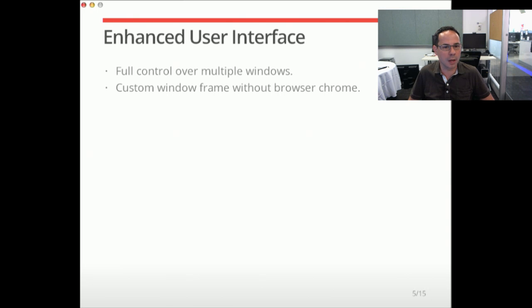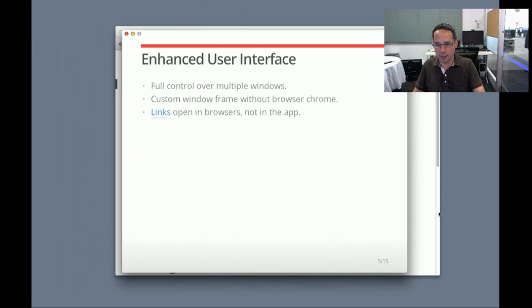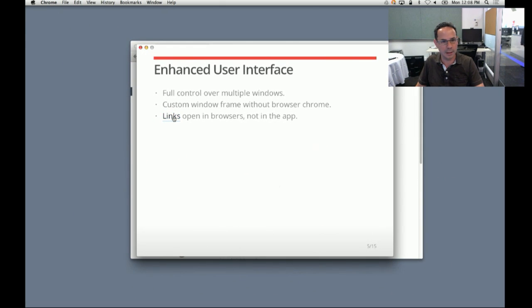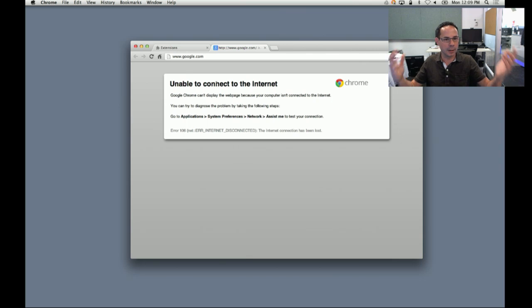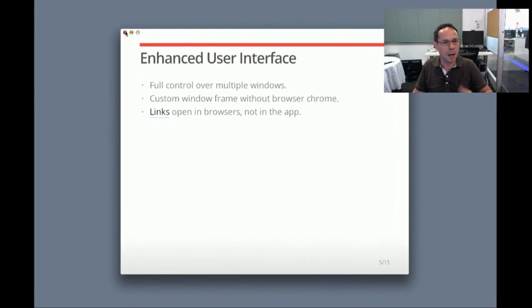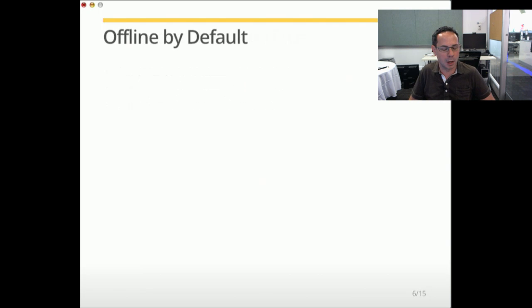You also have full customization of the frame without the browser Chrome. You notice when I brought up a couple of those apps earlier, we didn't have the address bar, we didn't have the browser frame, we didn't have the things that you typically expect out of the web. Links open in a new tab, so if I click on this link, sure enough, it opens in my browser. Now it's not going to open anything because I've disconnected myself from the network, so let's turn the network back on, and we'll go back to the slides here. So the links open in the browser, not the app.